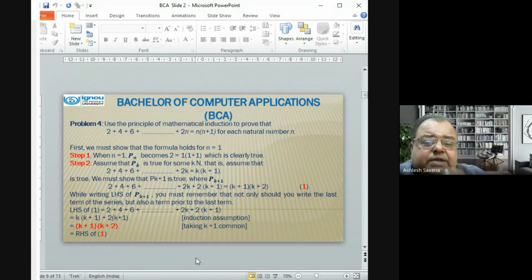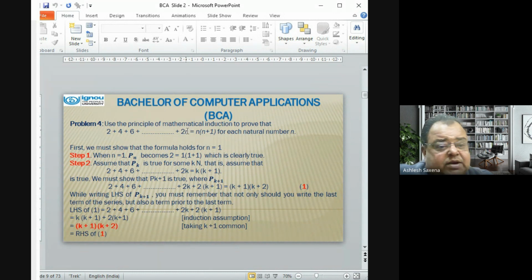That is your basic question. That is, you have to prove by the principle of mathematical induction that 2 plus 4 plus 6 till 2n is equal to n into n plus 1 for each natural number n. First of all, you have to start with step number 1. In that, what you are supposed to do? In this last term, you have to put n equal to 1.